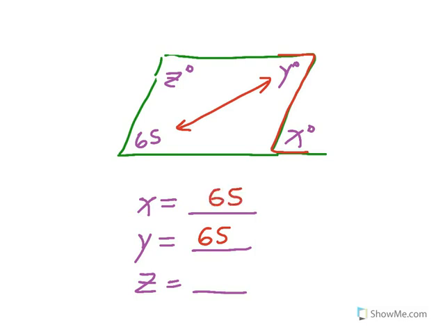And then I know that if the top and the bottom are parallel, these two here are same side interior angles and have to add to 180. So if I have 65 on the bottom, then z is equal to 180 minus 65 degrees, or 115 degrees.